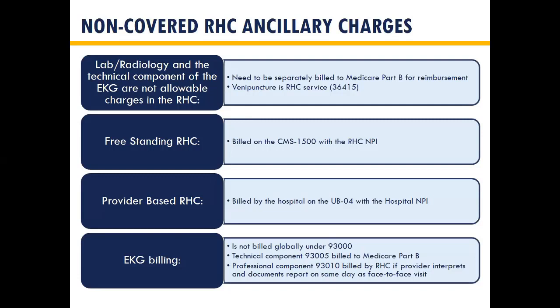Remember that there are ancillary services that are not covered in the RHC, such as lab, radiology, and the technical component of the EKG. The venipuncture remains on the RHC claim, but these services, if you're in a freestanding clinic, will be billed on the CMS 1500 with the RHC NPI. If you're a provider-based RHC, it'll be billed by the hospital on the UB with that entity's NPI. The EKG is never billed globally under the 93000. The 93005 is considered the technical portion that's going to be billed to Medicare Part B, either on the 1500 or by your hospital. The professional component can be billed by the RHC if the provider interprets and documents the report on the same day as the face-to-face visit.